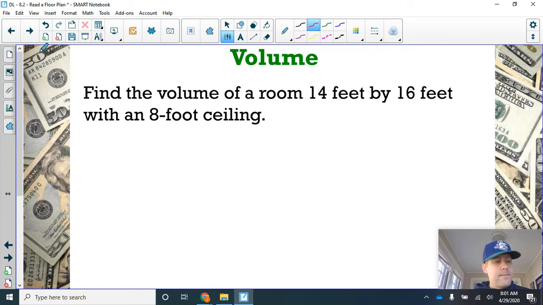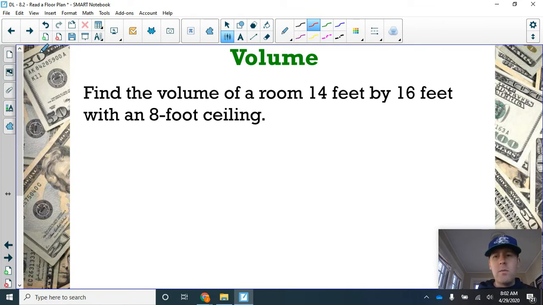Now we're going to do a little bit of volume. So volume is a similar idea to area, except it's three-dimensional. If area is looking at the amount of two-dimensional space in a shape, volume is the three-dimensional space, right? So we're looking at maybe how much water can fit in a pool. That would be volume. Or the amount of air in a room would be volume. And that's kind of what we're going to do here.